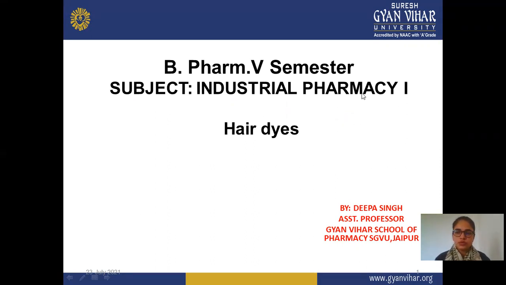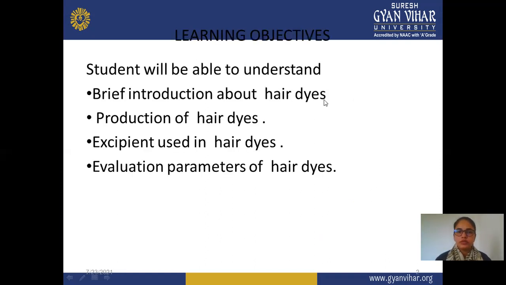Before starting this topic, we should know about the learning objectives of this topic. So these are the learning objectives: a brief introduction about hair dye, meaning what a hair dye is, its definition and complete description; production of the hair dye, how we produce it, the different techniques and manufacturing methods; and the excipients used in hair dye, which excipient you use according to a requirement, and how you modify the formulation according to examples of these excipients.